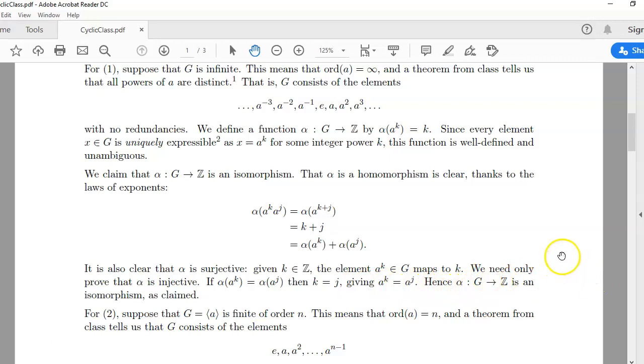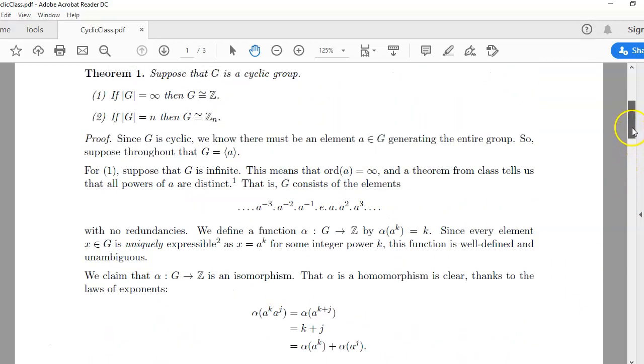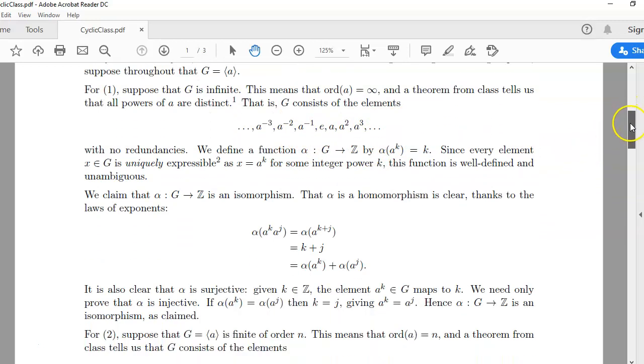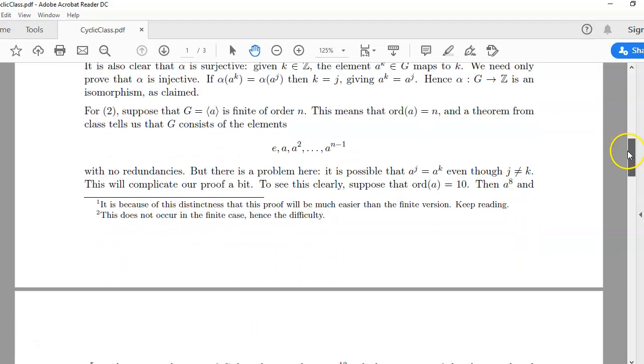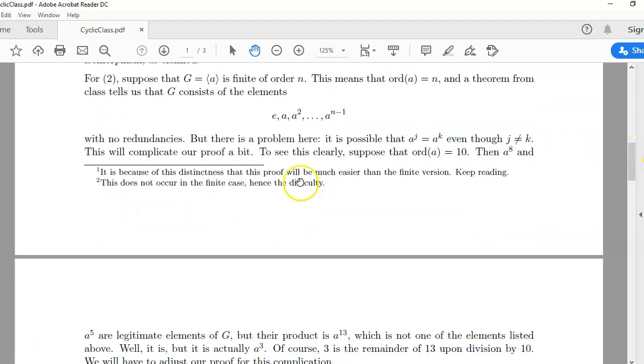Okay. So the proof in the finite case is nearly the same, except you don't have this uniqueness when you write down all the powers of a, because the powers of a, remember, at some point loop back around and they start to repeat themselves. And because you get that repetition, the proof's going to be a little bit harder. So let's go through the proof of why this still works if G is finite.